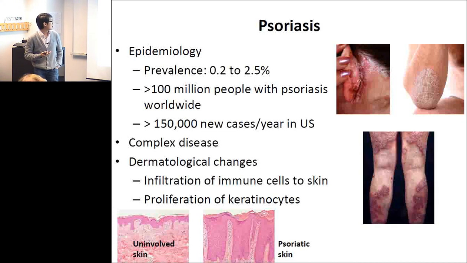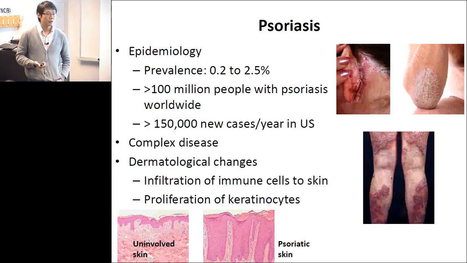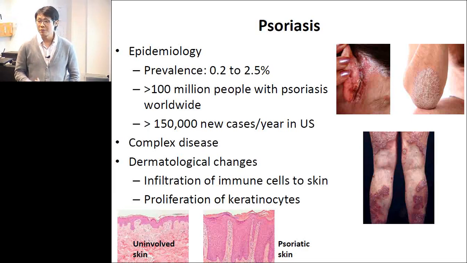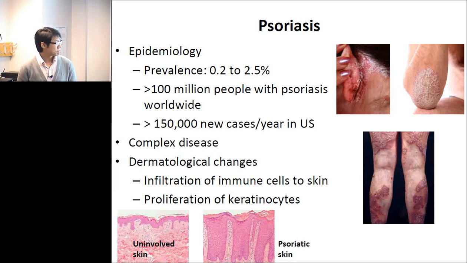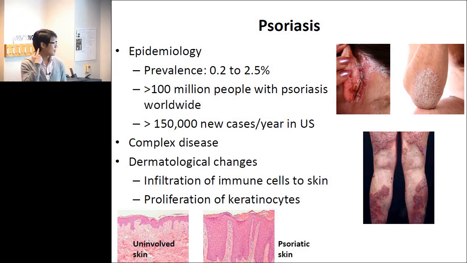It has a prevalence of around 0.2 to 2.5%, depending on the population of origin. For example, in Caucasians, it has been estimated to be around 2.5%, as estimated in studies in the US, UK, or Germany. Over 100 million people have psoriasis worldwide, and each year over 150,000 new cases are identified in the US. So it is a complex genetic disease, with a heritability estimated to be around 60 to 90%.